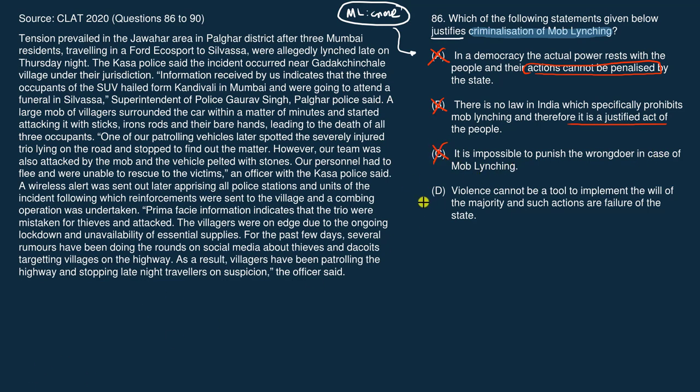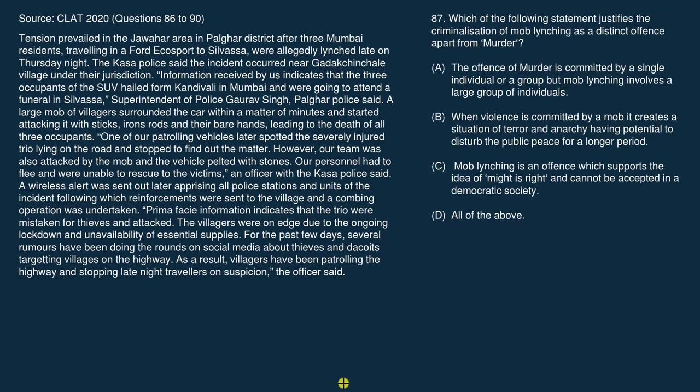D, ladies and gentlemen. Violence cannot be a tool to implement the will of the majority, and such actions are a failure of the state. So that justifies criminalization of mob lynching. Mob lynching has to be a crime. How can a mob decide to kill people? It's crazy, right? Whatever may be, there's no justification for this.